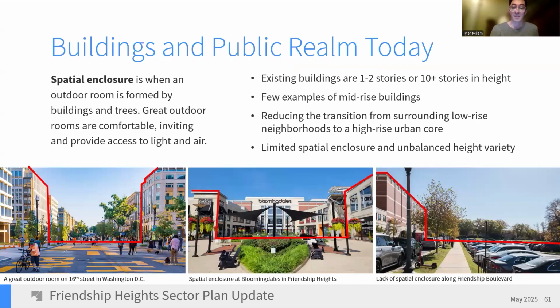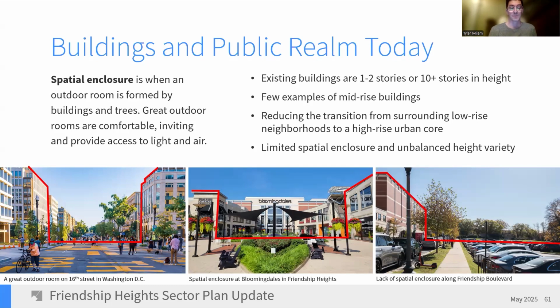Some things that we did not discuss in the urban design study are concepts of spatial enclosure and the design of buildings above the ground floor. So spatial enclosure is when an outdoor room is formed by buildings, trees, and other vertical elements. And great outdoor rooms are comfortable, inviting, and provide access to light and air. When a space is well defined, it is more comfortable and inviting, and people are more likely to linger and stay for a while.